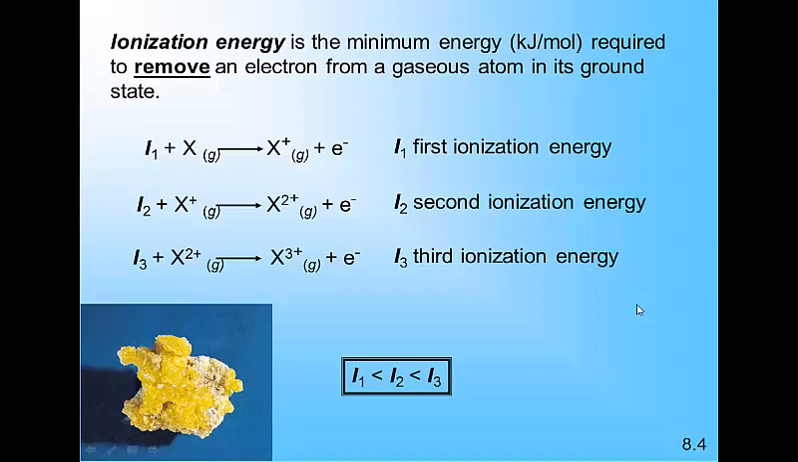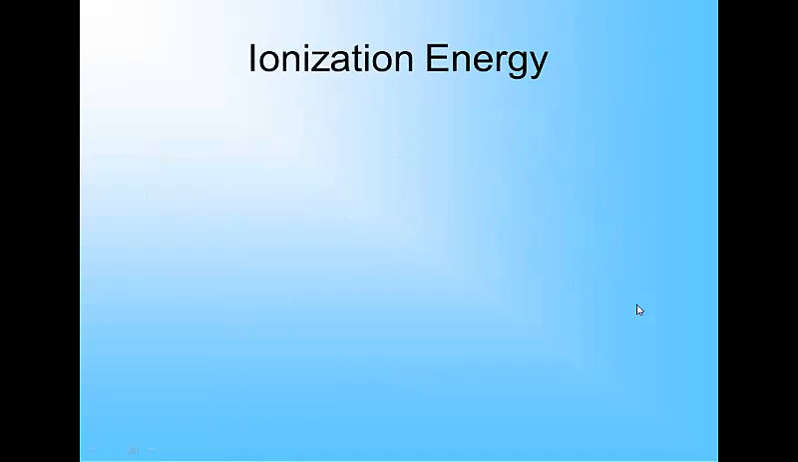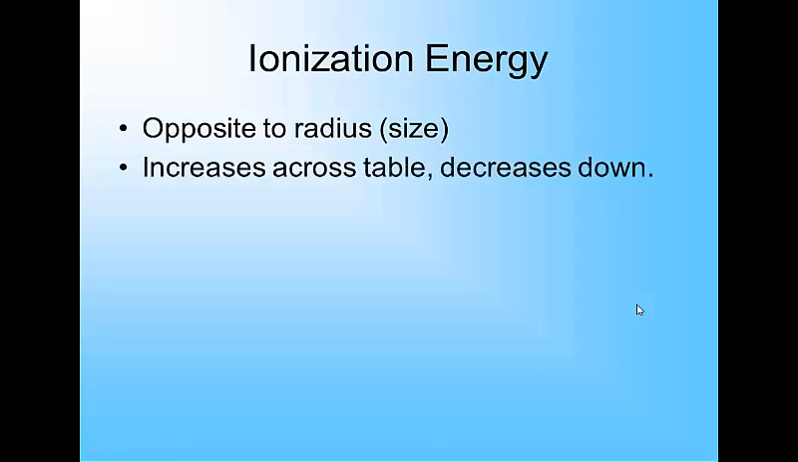And like I said, you can remove as many as you like as long as you got the energy behind you to do it, because each successive ionization energy of a single atom will increase, because the more electrons you remove, the tighter the remaining electrons are held, and the more energy it's going to take to remove those remaining electrons. The trend for ionization energy is opposite to the radius, because of course the smaller the radius, the more energy it's going to take to scoop that electron out. The trend for ionization energy increases across the table, decreases down.